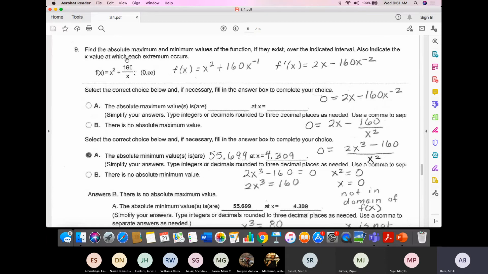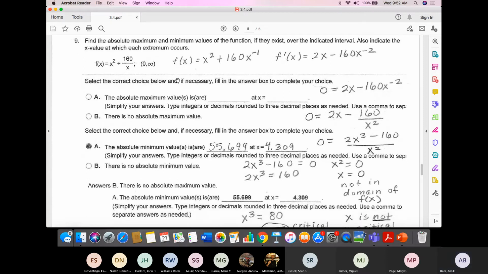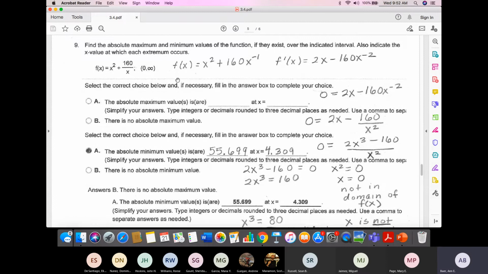So we want to do it for this function, f of x equals x squared plus 160 over x, on the interval 0 to infinity. Now there are no brackets here. We have parentheses here. So we need to get started.